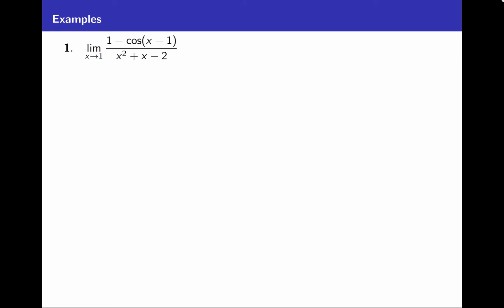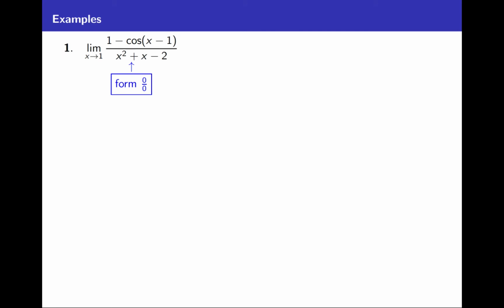Okay, let's look at some examples. First of all, consider the limit as x approaches 1 of 1 minus cosine of x minus 1 over x squared plus x minus 2. In this limit, x approaches 1, so the numerator approaches 1 minus cosine of 1 minus 1, which is 1 minus cosine of 0, or 1 minus 1, which is just 0, so we're getting 0 on the top. On the bottom, we get 1 squared plus 1 minus 2, and that's 0 as well. So this limit has form 0 over 0.